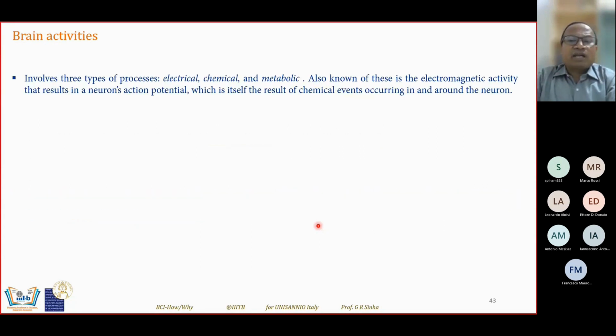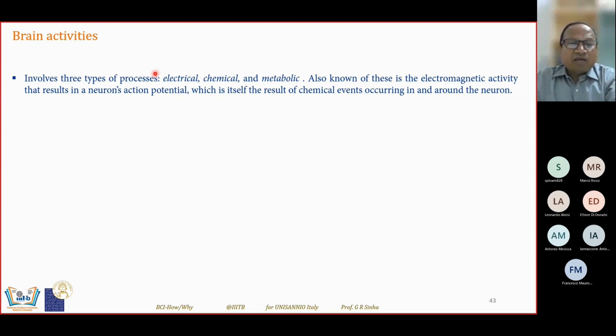So let's talk about brain activities. We are talking about the terminologies. We are saying that brain activities are something which is common either in CNS output, or the brain activities are interpreted by the BCI, and artificial outputs are generated. So what are brain activities? The brain activities are of three major types.